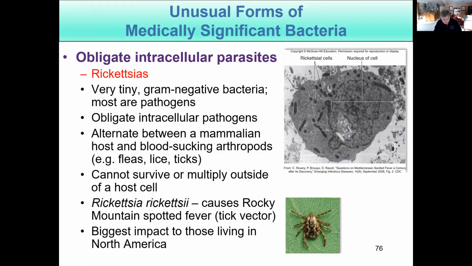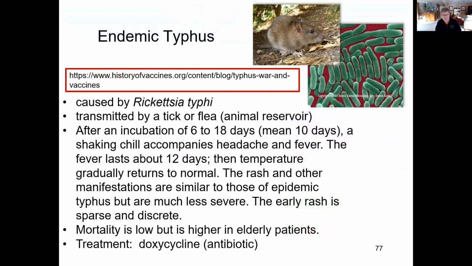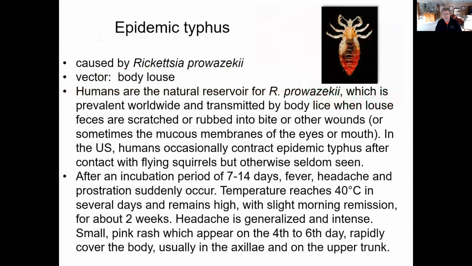And so, again, I would ask you just to look over this slide as well as the section in the book, a short little paragraph on rickettsias. There are different kinds of rickettsias. I mentioned one here called Rickettsia typhi that is passed on often by mice or rodents. So check that out. And another rickettsia that causes what's called epidemic typhus.